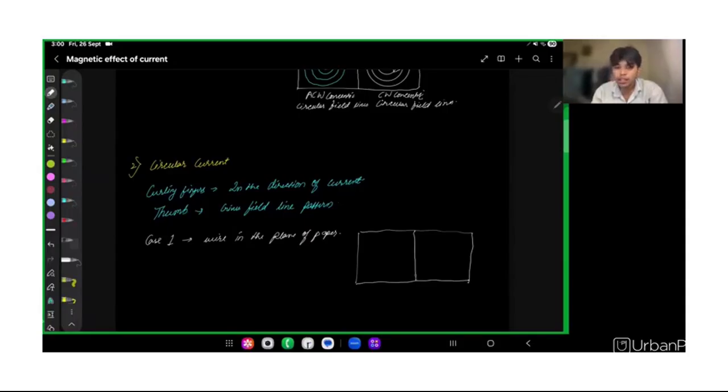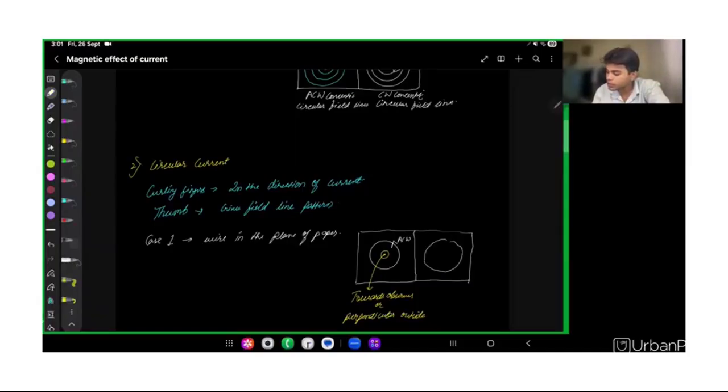Two parts. First case, when the current is anti-clockwise. Just curl the fingers towards the anti-clockwise direction. What will you see? It comes outside the plane of paper. So if you want to denote the outside sign, it will be a dot. That is towards the observer or perpendicular outwards.